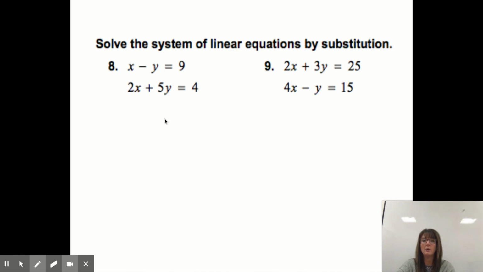So I want you to think about it. Which would be the easiest variable to solve for? What is the easiest variable that we could be solving for? So I want you to pause the video and answer the question.